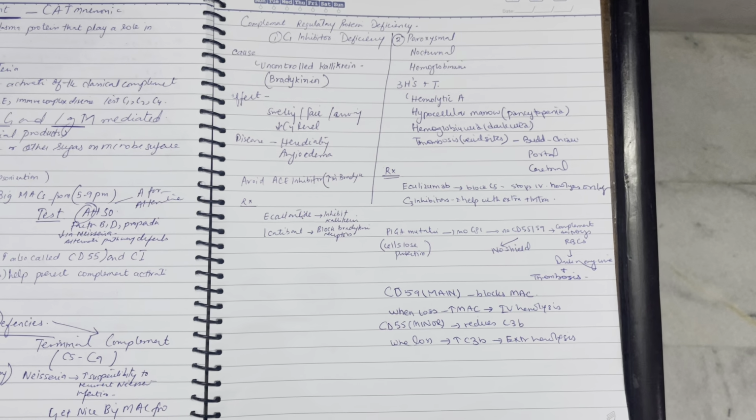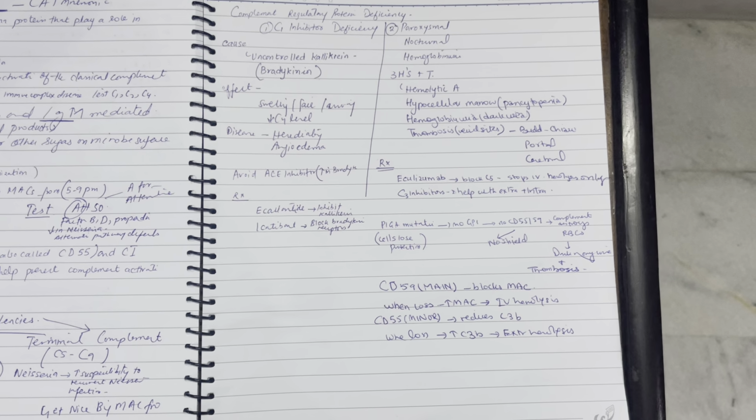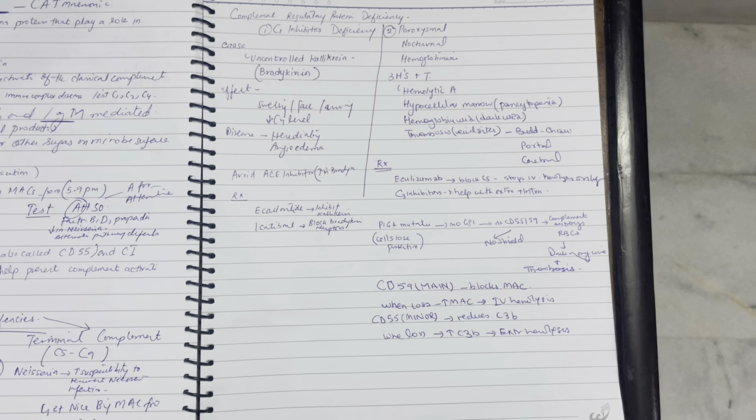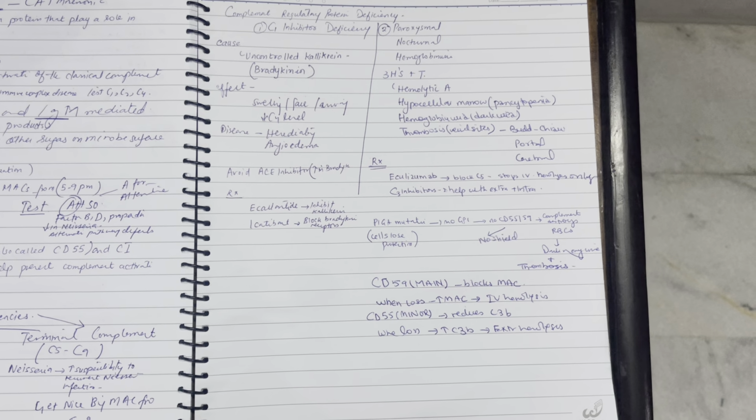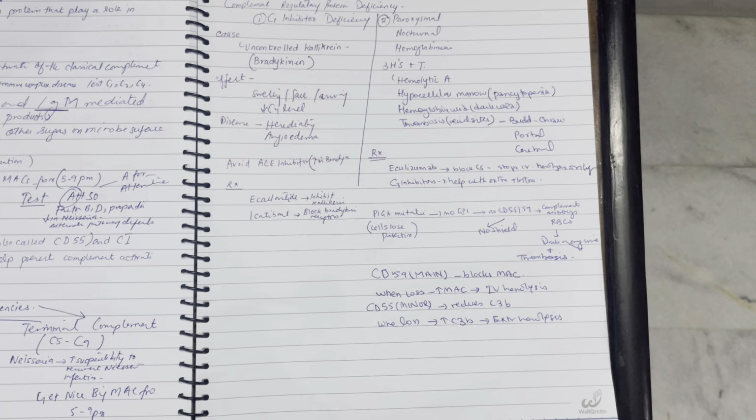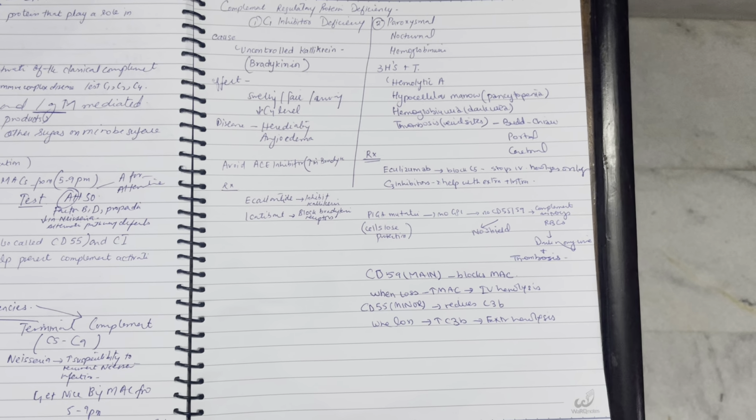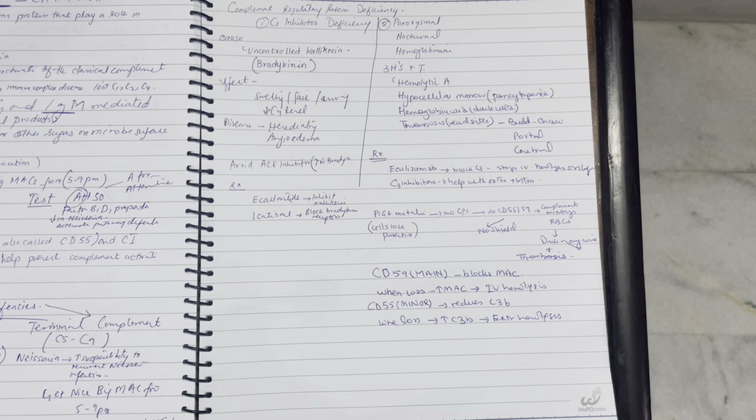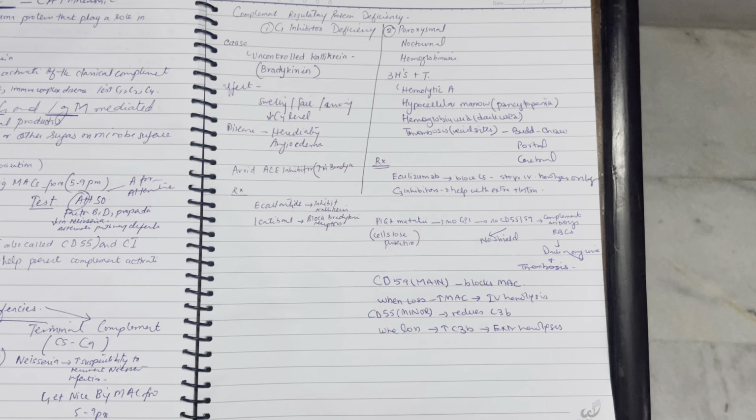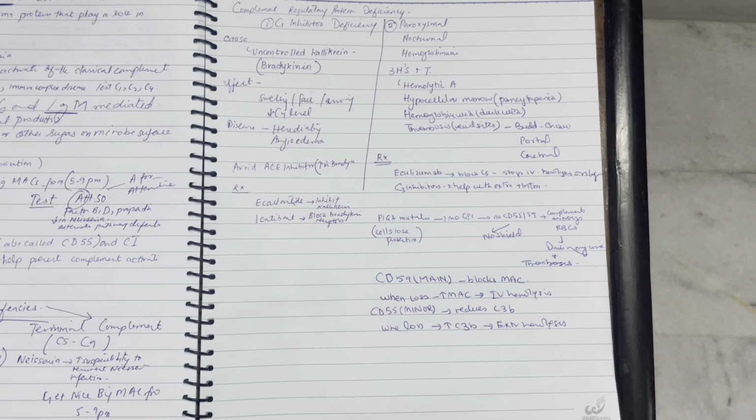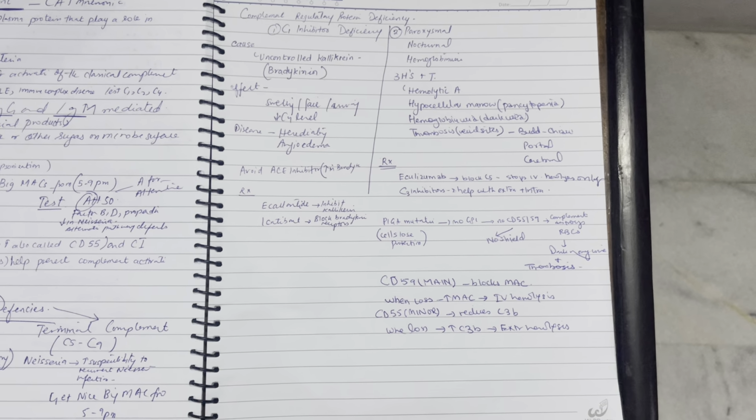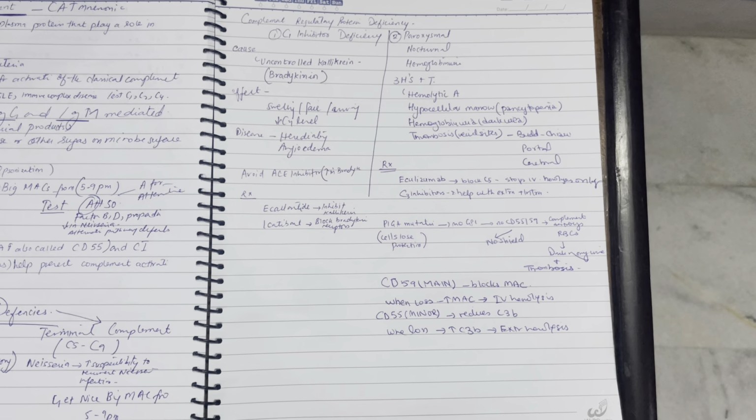Then there is one condition, that is the PIGA mutation. There is no GPI and no CD55 and CD59, so the complement destroys the RBCs and results in dark urination and thrombosis. CD59 is the main one, whereas CD55 is the minor one. CD59 blocks the MAC, and when it is lost, it causes intravascular hemolysis. When CD55 is lost, it increases the C3b and causes extravascular hemolysis.